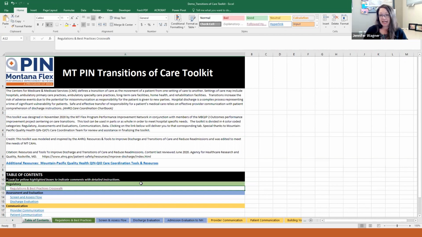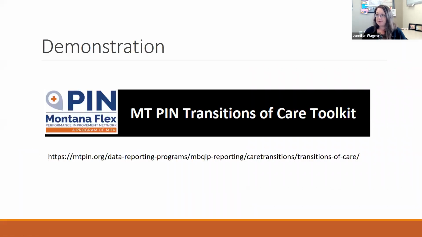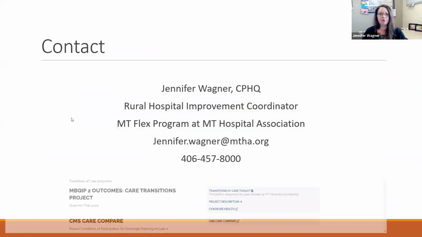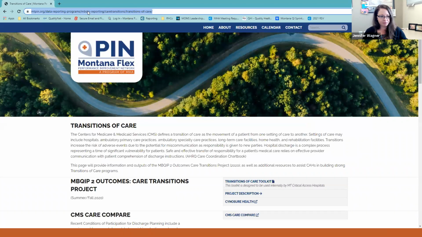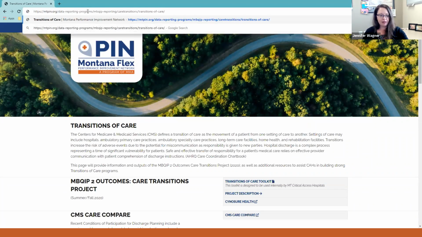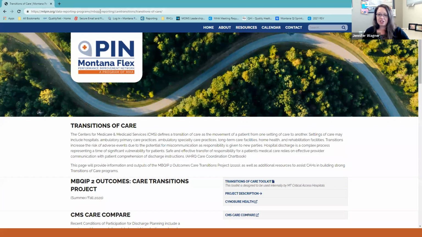And if you would like a copy, you can email me at jennifer.wagner@mtha.org or visit our website. I have it pulled up here. This is our care transitions page, and the care transitions toolkit is here, and that's where the most recent version will live.